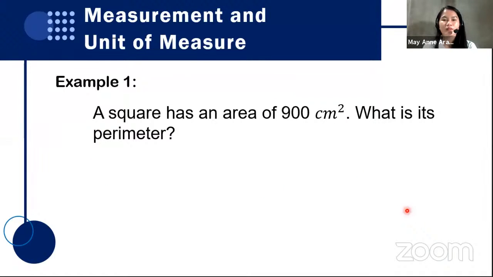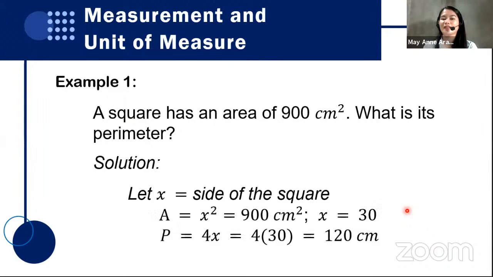Okay, example. A square has an area of 900 square centimeters. What is its perimeter? Okay. We only have the area. And to get the perimeter, we need to know the sides of the square. And we know that the formula for finding the area of the square is just s squared. So we can solve for the length of each side of the square by getting the square root of 900. S squared is equal to 900.